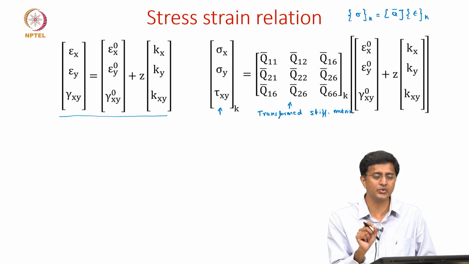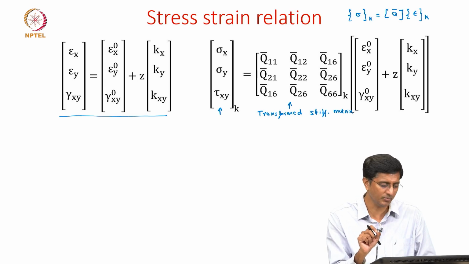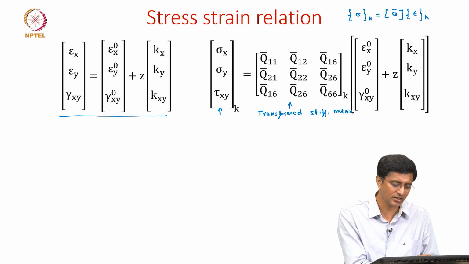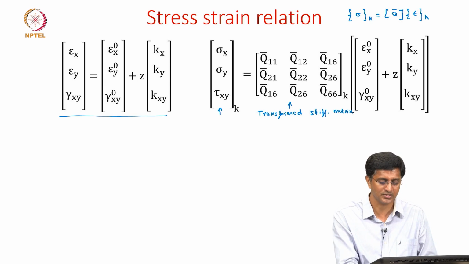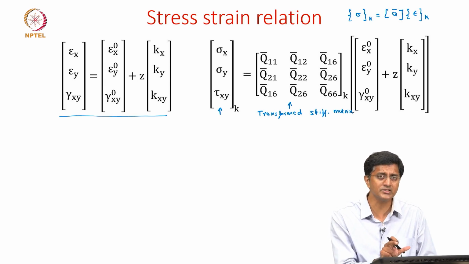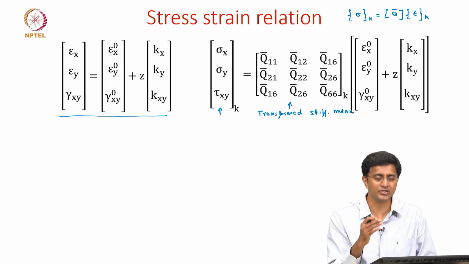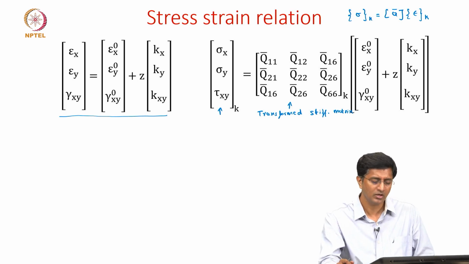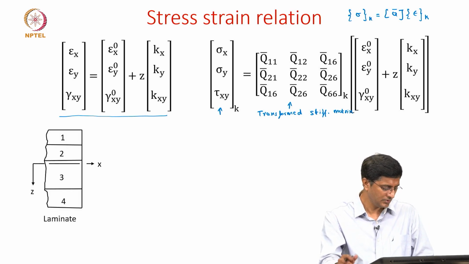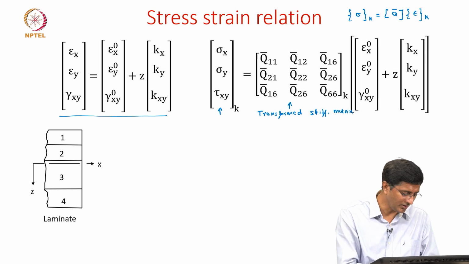So this is a very crucial point one has to remember when we write these strain relations versus the stress strain relations. And this difference will also explain what is the variation of the strain across the thickness and the variation of stress across the thickness. Let's see how we can explain them. So let's consider this laminate. Here we are showing you a four layered laminate made from four lamina.